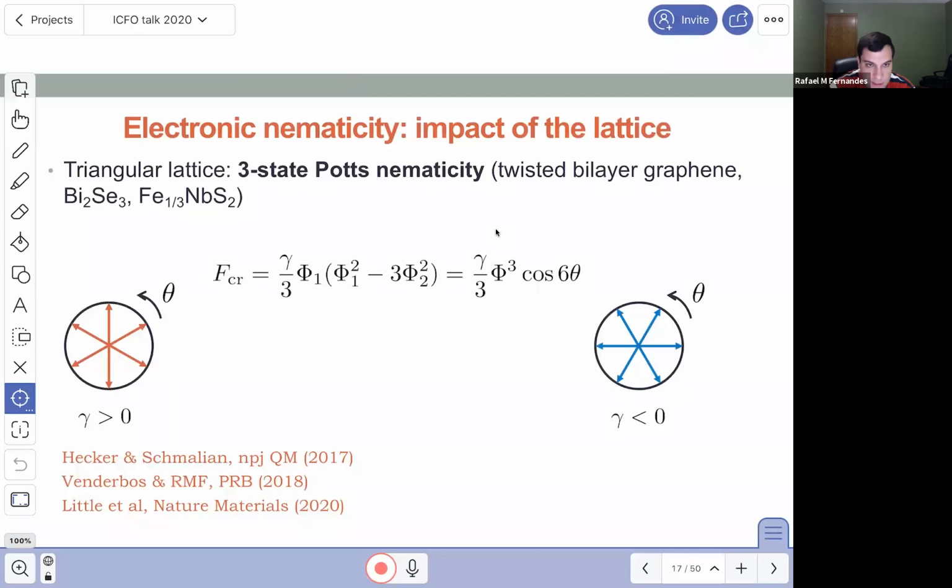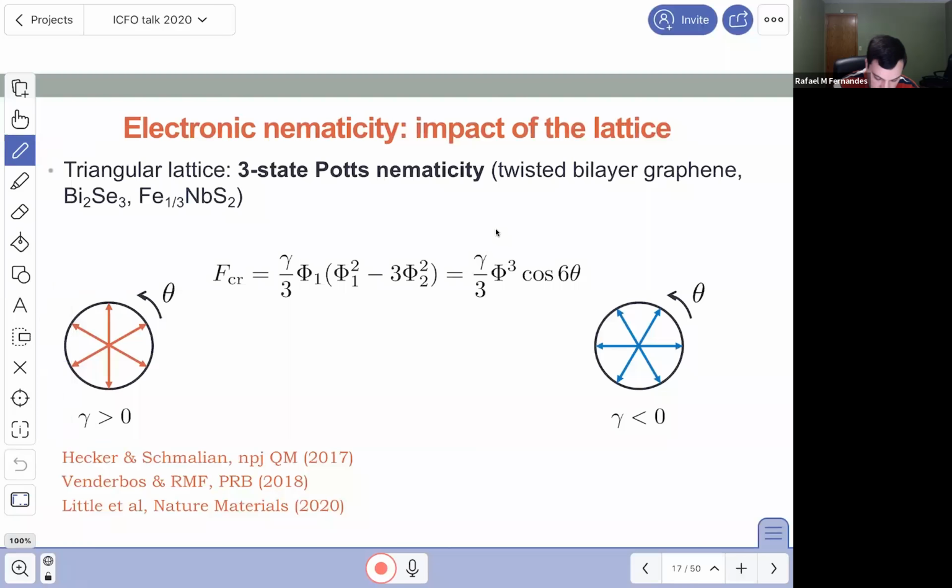What about in a triangular lattice? Well, you do group theory again, and you find out that there is this term allowed in your free energy, which may look complicated, but when you write this in terms of the parametrization, in terms of the angles, you see that you get phi cubed cosine six theta. It's a cubic term, but you see now that depending on the sign of gamma, you have three values for theta. And they are shown here.